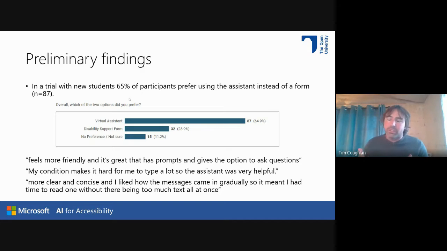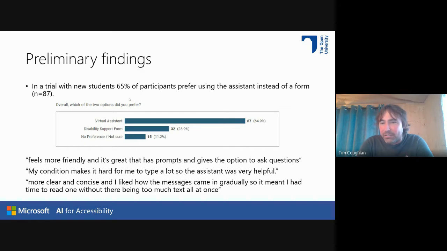And what we found was that a majority of students, 65% of the students, preferred using the virtual assistant. So we were really happy with that. They preferred that to filling in the form. There were still some students who said they preferred the form, and some who had no preference, but it's definitely an interesting result for us and very positive.